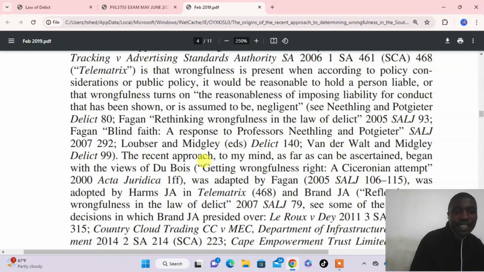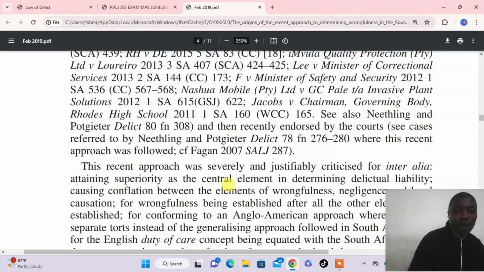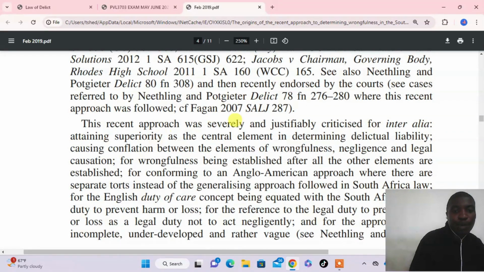The recent approach, to my mind, as far as can be ascertained, began with the views of Du Bois, was adapted by others, and they give the cases and more cases. This recent approach was severely and justifiably criticised for, inter alia, attaching superiority as the central element in determining delictual liability, causing confusion between the elements of wrongfulness, negligence, and legal causation.